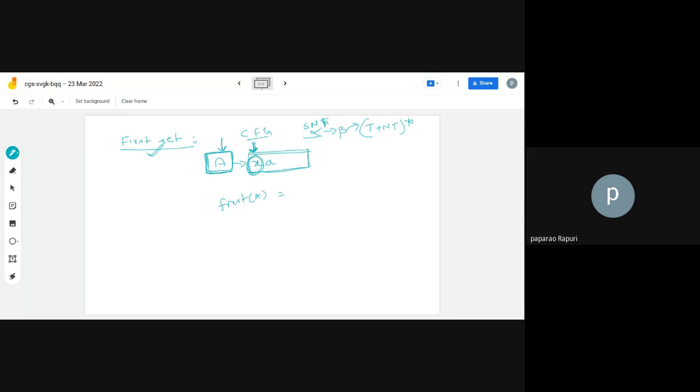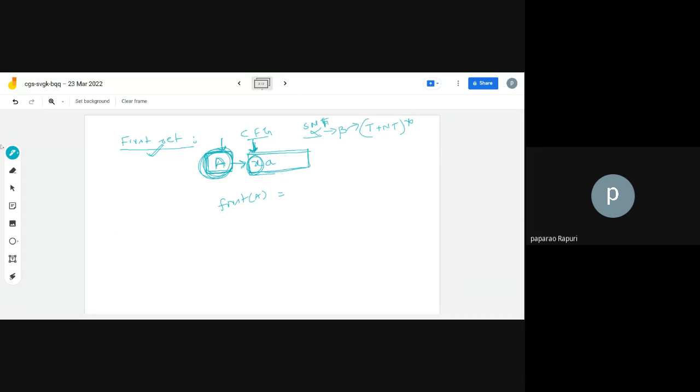How can we construct the first set for any non-terminal? Every time we construct the first set for the non-terminal which is on the left hand side of the production. That is the first point. And the first set of this non-terminal is the first position terminal on the right hand side. That is the thing to construct the first set.